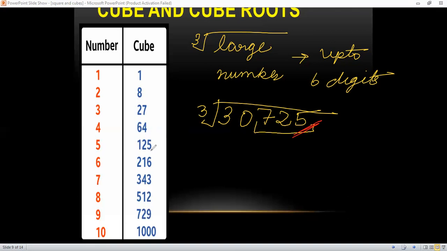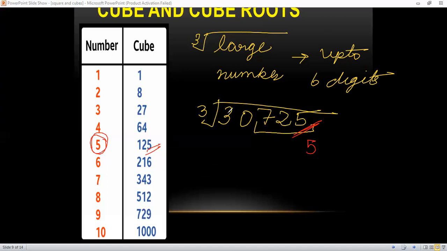So here the unit digit is 5. Now for 125, I will take number 5, and this number 5, I will write at the unit place of the cube root. I will write 5.